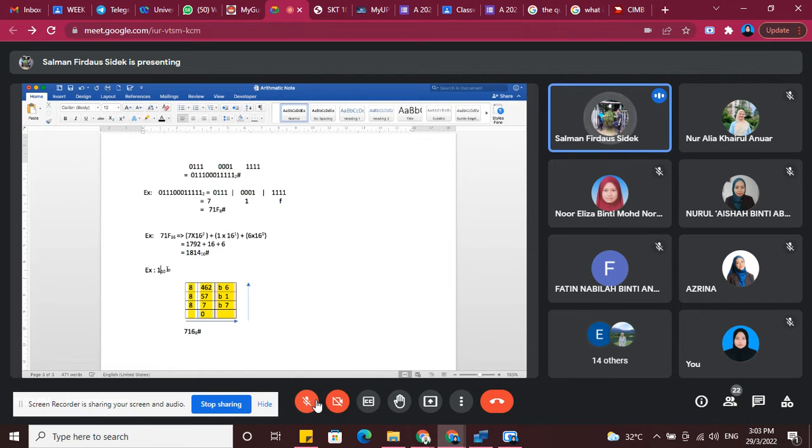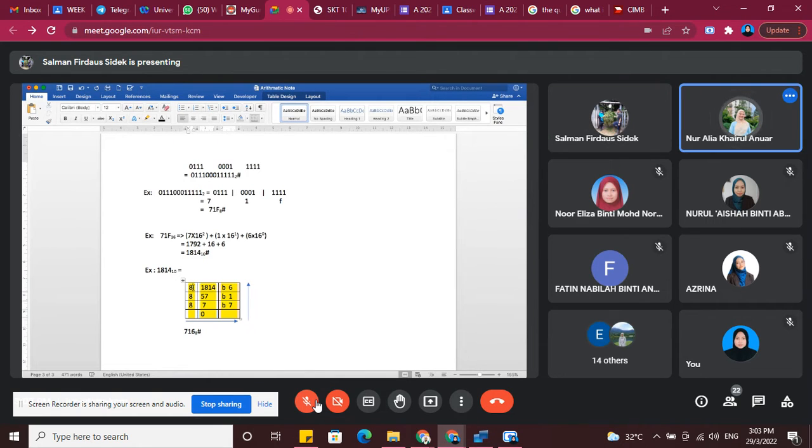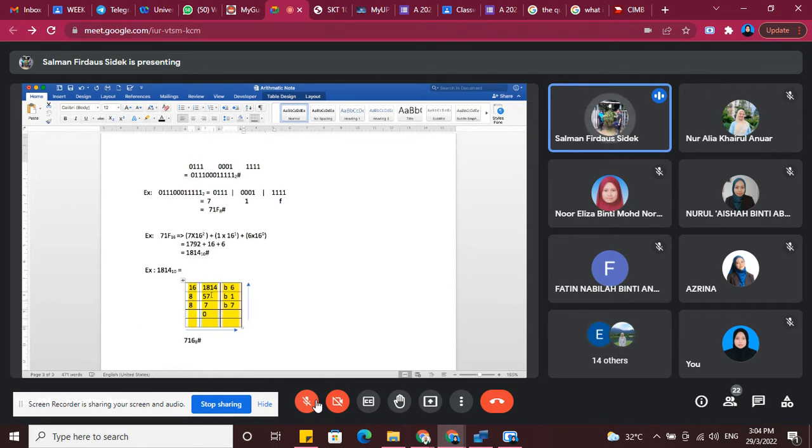So let's say we have 1814. So divide by what? Nak bagi berapa? 16. Itu cara dia. Senang je, ulang-ulang je. So 1814 bagi 16 berapa? 113. Sekejap. 113 ada balance tak? Ada. Berapa? 6.